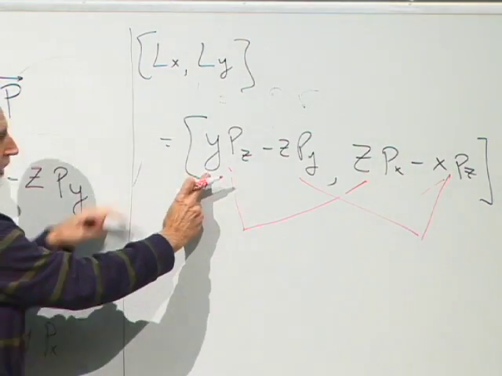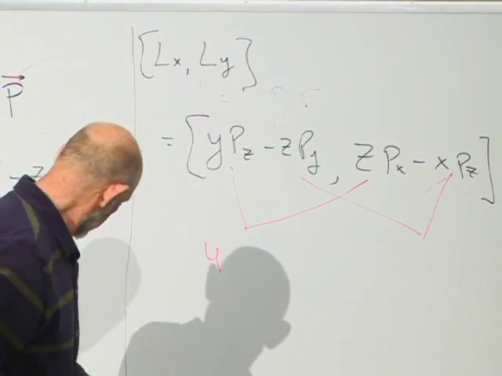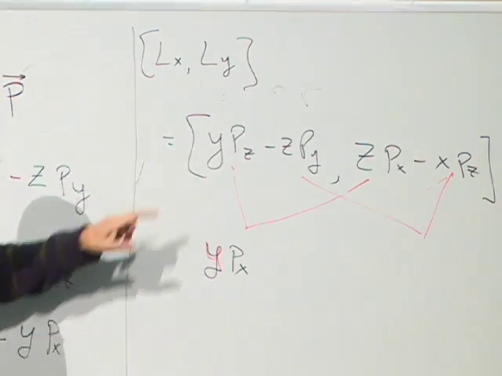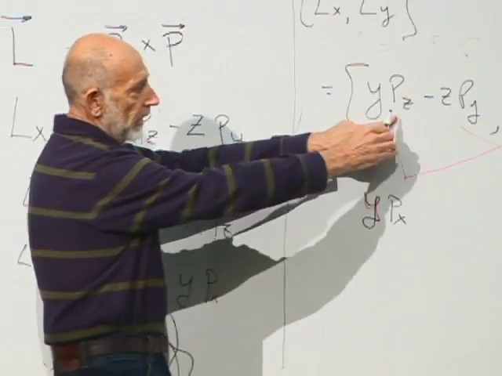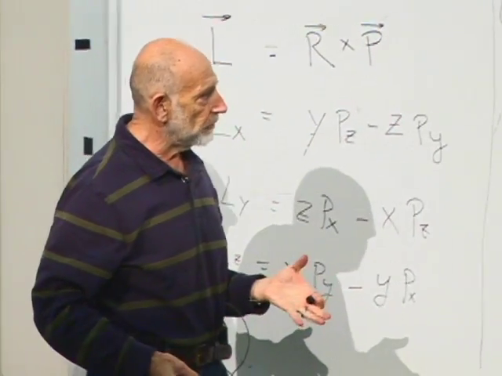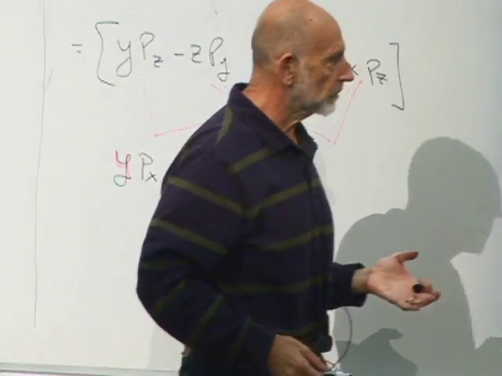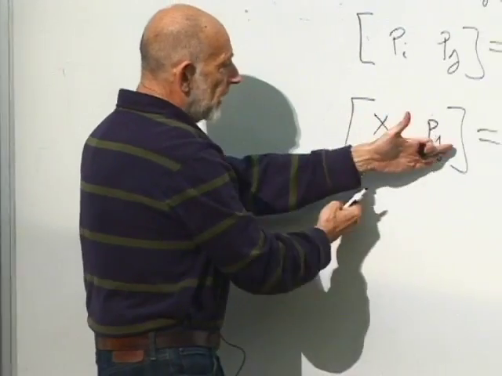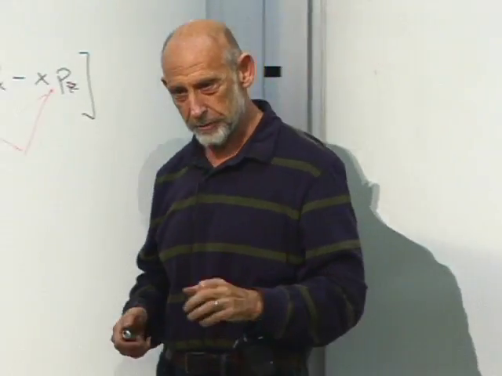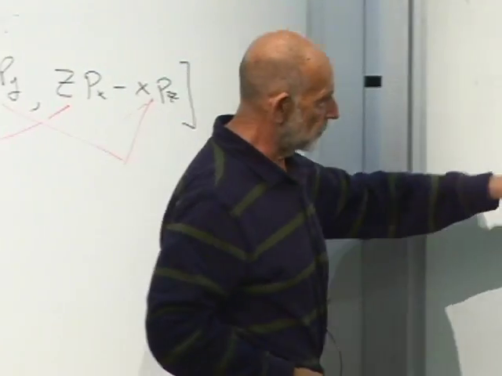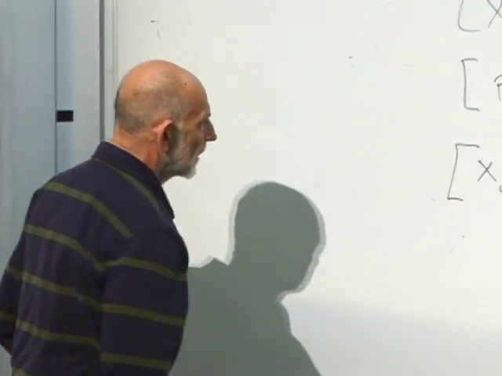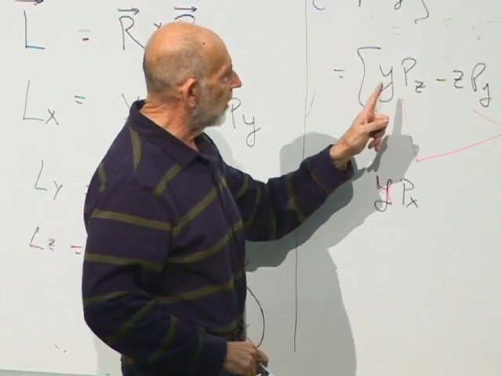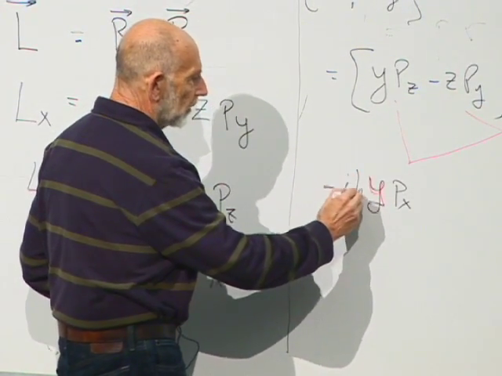So I maintain that the answer is just Y times PX, and it doesn't matter which order you write them down, and then there's the commutator of PZ with Z. What's the commutator of PZ with Z? Minus iħ. Why is it minus iħ? Because commutators in the opposite order change sign. The commutator is anti-symmetric, meaning when you change the order of what you write in the bracket, it changes sign. AB minus BA, if you interchange A with B, it would just change sign. All right, so this commutator of PZ with Z is minus iħ.